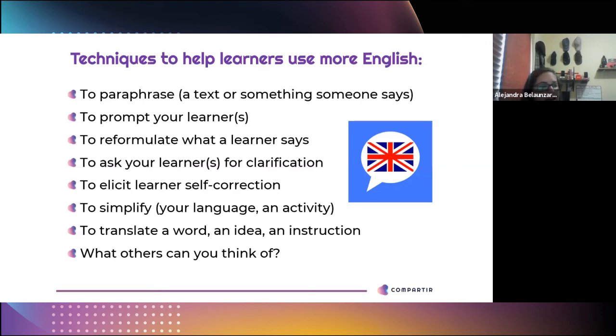Translate a word or an idea at some point. Yeah, you can do it. It's not the best thing, or it's not a good thing to be doing it all the time, but at some point I can do it, especially there are some concepts that are going to be difficult for them. And what other ideas can you give me on this matter?